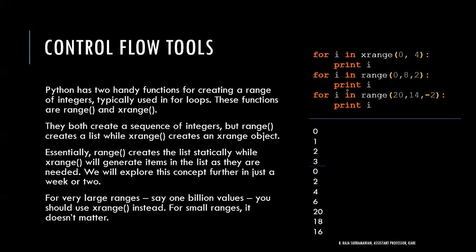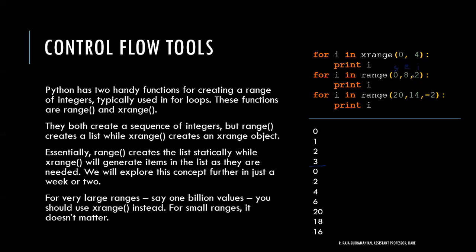Next I say for i in range, start is 0, end is 8, and next I have another parameter here, which is actually the increment. How much increment I need to make. So you need to increment the start. By default, the increment value is 1. So in the first case, when it is 0, 4, the third parameter is by default 1. So you are getting 0, 1, 2, 3, incrementing by 1.